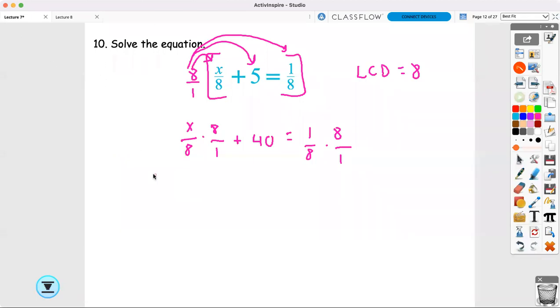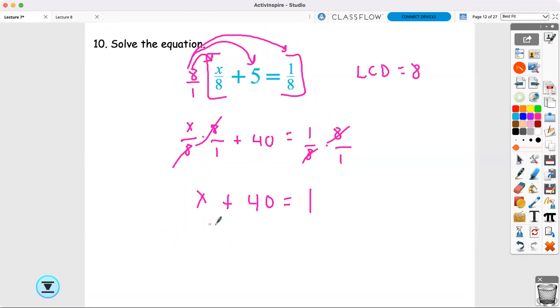Sorry about that, guys. So let's go ahead and look at the first two fractions multiplied. Can anyone tell me what the trick's going to do? It's going to give us just x, right? The 8's cancel. We have x over 1, which is just x. Then bring down the plus 40 equals. The 8's are going to cancel on the right side. It's going to give us 1 over 1, which is just 1.